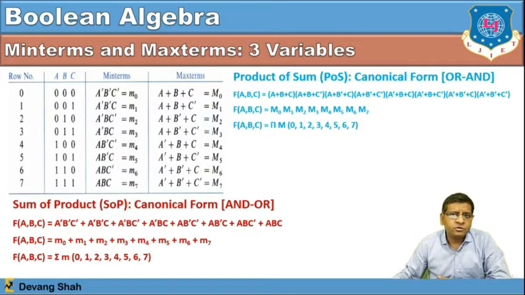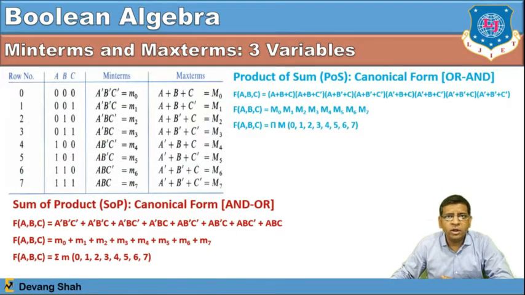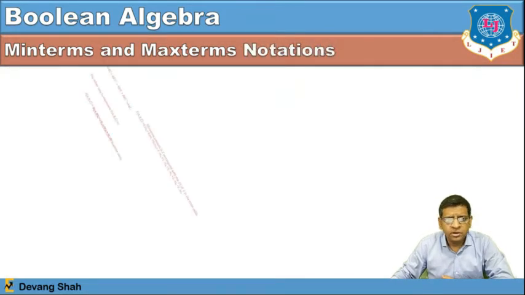So this particular slide is a very important fundamental slide, where you can understand what the min terms are, what the max terms are, how you can represent min terms in the form of SOP, and how you can represent the max term in the form of POS. That also includes the canonical forms, right? So this slide is very, very important to understand in terms of the max term and min term.